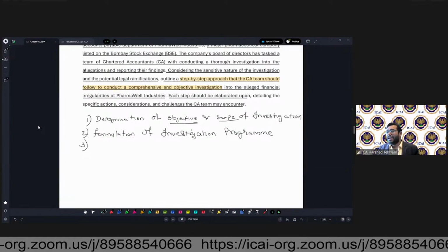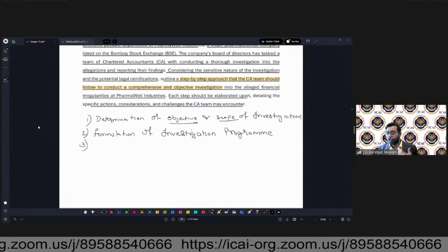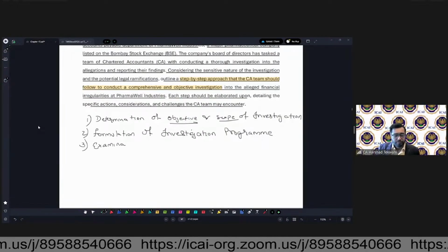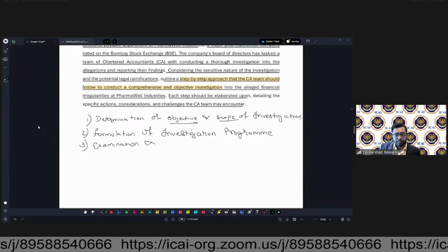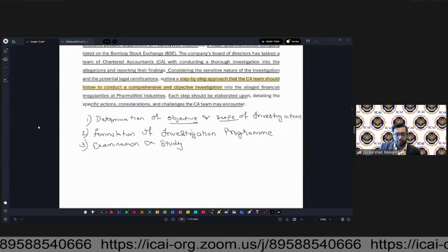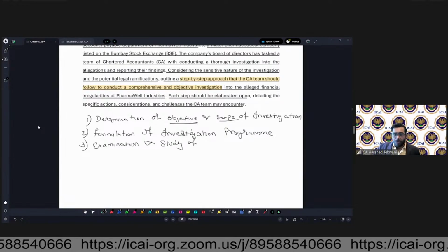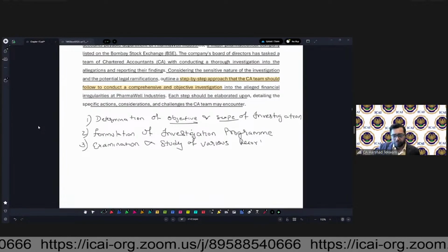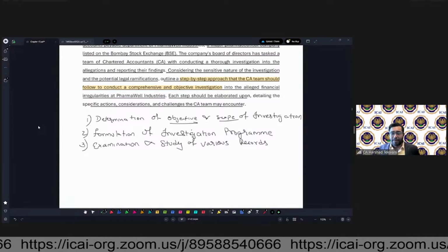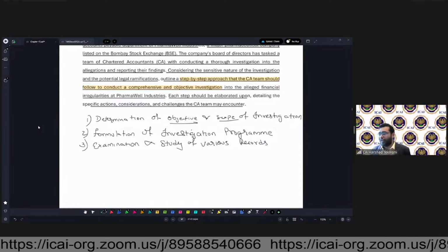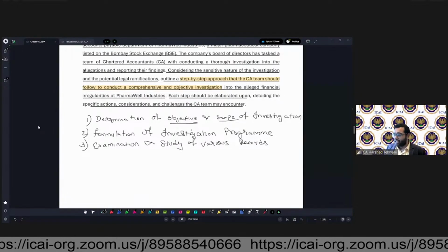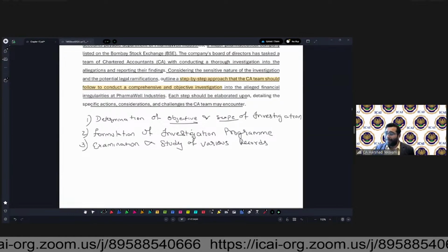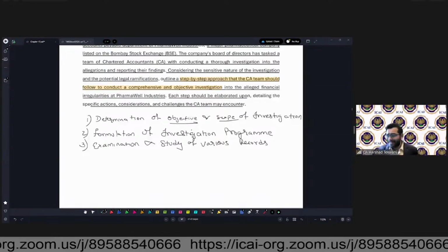examination and study of various records. You do the examination. So examination and study of various records. For example, you will gather financial information, financial records, invoices, purchase orders, payment vouchers, all the relevant details.